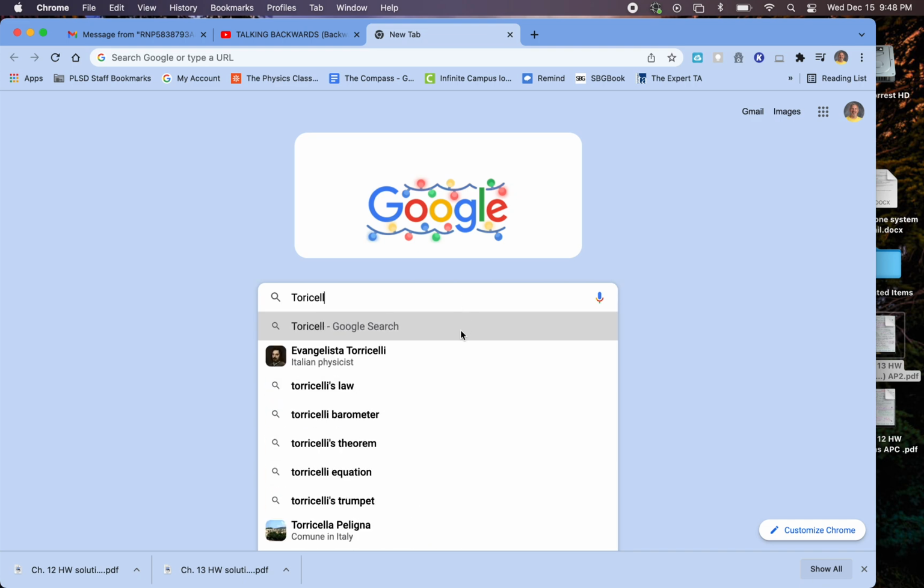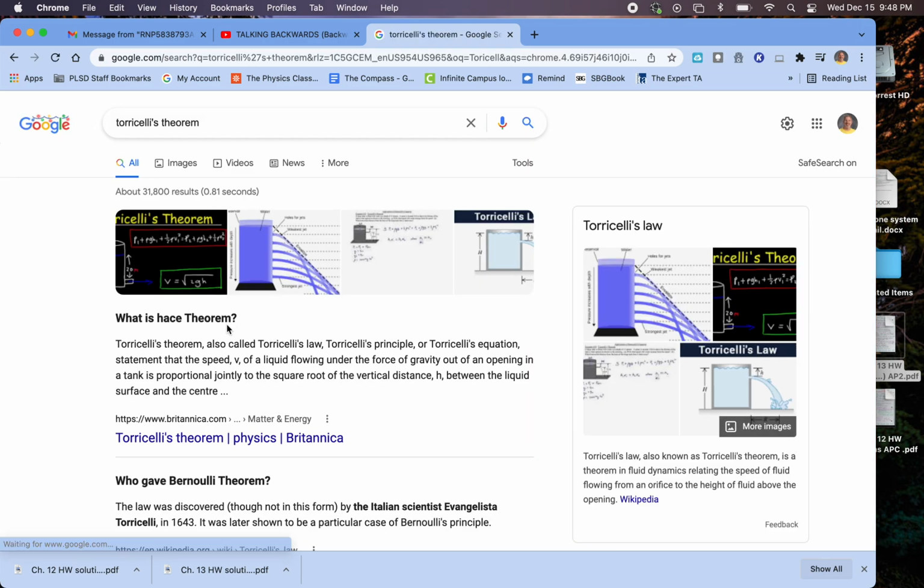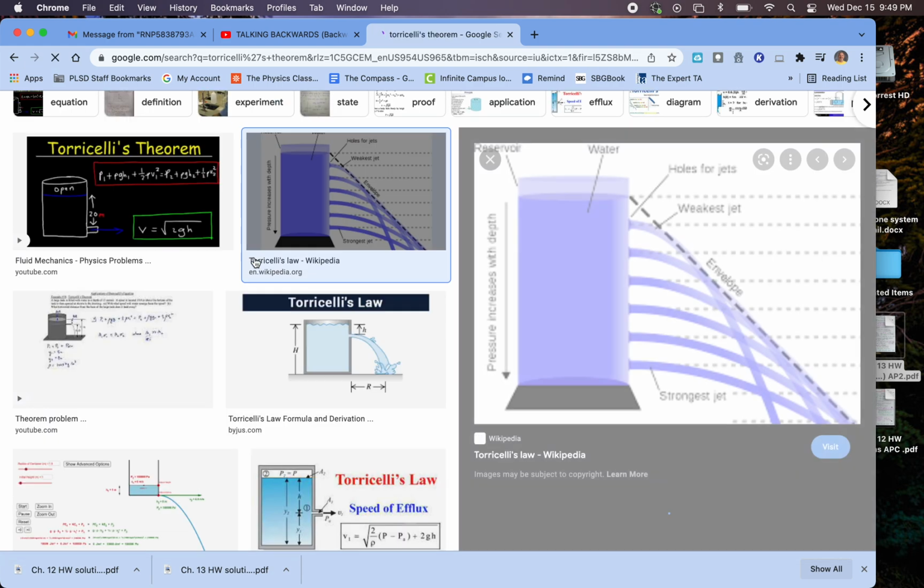Torricelli's law? Theorem? Sure. The speed of fluid flowing under the force of gravity out of an opening in a tank is proportional to the square root of the vertical distance, h. So it kind of goes like this.